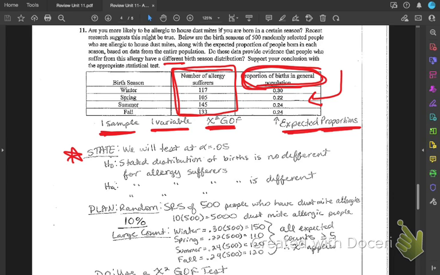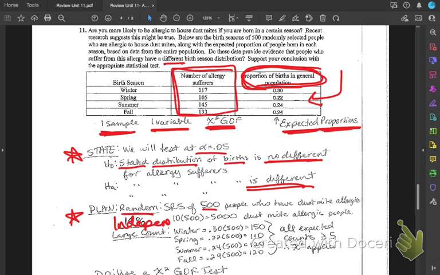So state, we will test at alpha equals 0.05. It didn't give us anything else. The null hypothesis: the stated distribution of births is no different for allergy sufferers. The alternative is that the stated distribution of births is different for allergy sufferers. Plan, random: we have an SRS of 500 people who have dust mite allergies. That's just so that we're all looking at the same type of population. 10% or independent, this is the same thing. 5,000, sure, I'm sure there's probably more than 5,000 dust mite allergy people.